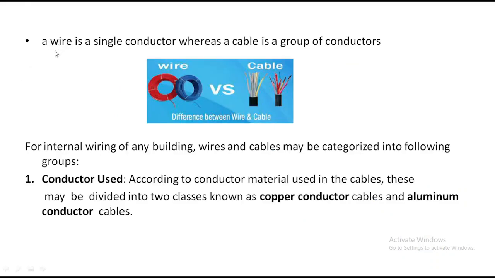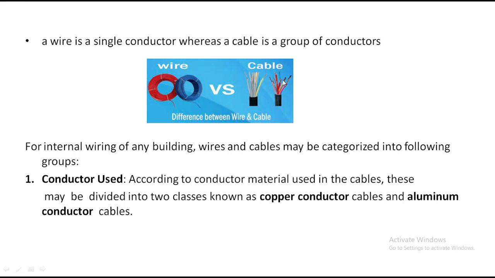Hello students. In this class, we will discuss wires and cables. Generally, in our daily life, we hear the word wire as well as cable. So what is the difference between wire and cable? A simple thing: a wire is a single core, a single conductor. But a cable is a group of conductors. Look at here, this is the cable. It consists of this group of conductors.